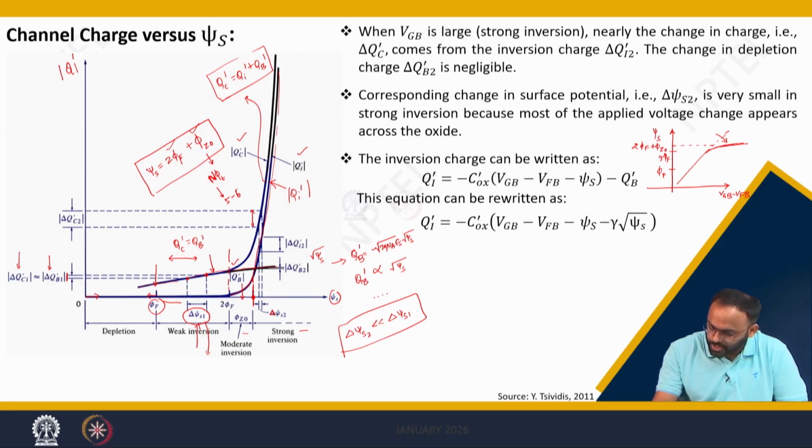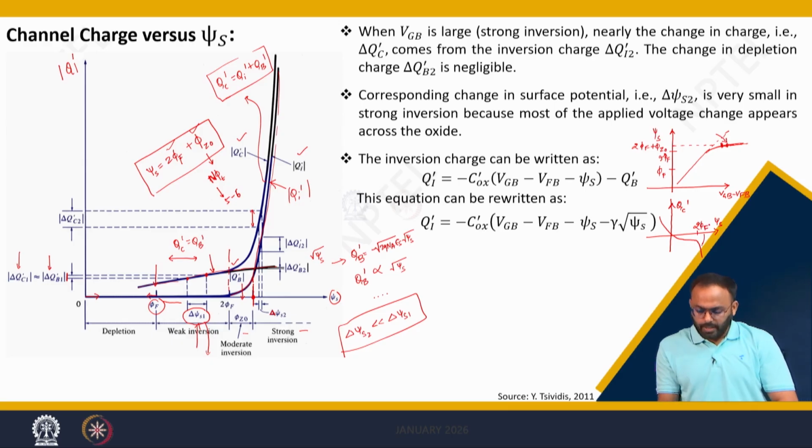In the strong inversion region, the change in the surface potential is very small, however the change in the charge is very large. That is what we have seen from our previous analysis, that after 2φF there is an exponential dependence of QC dash on psi s. So this point is 2φF.